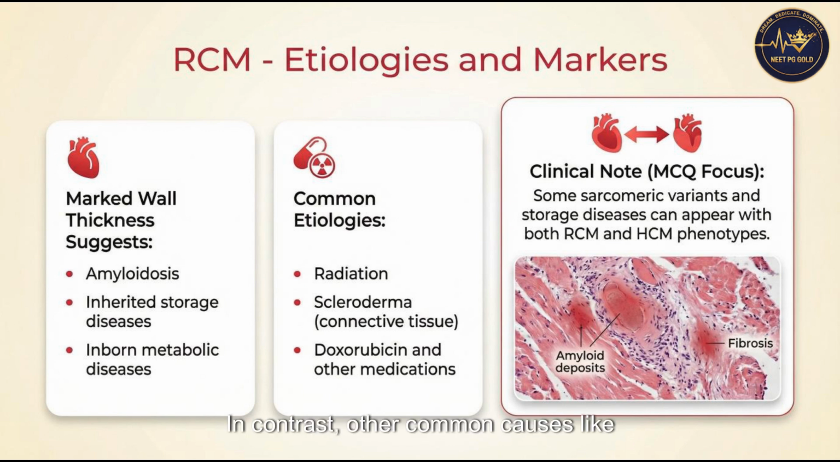In contrast, other common causes like radiation fibrosis, scleroderma, or doxorubicin toxicity typically cause restriction due to fibrosis without that massive increase in wall thickness. So, thick walls with restriction equal infiltration, while normal thickness with restriction points toward fibrotic or drug-induced causes.